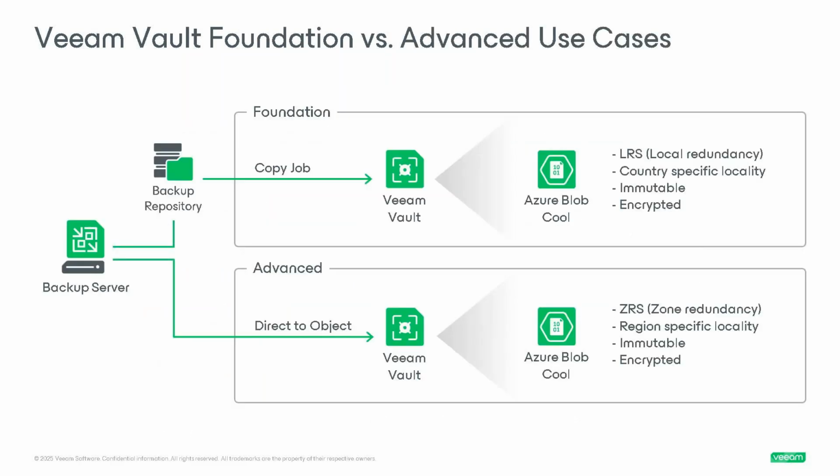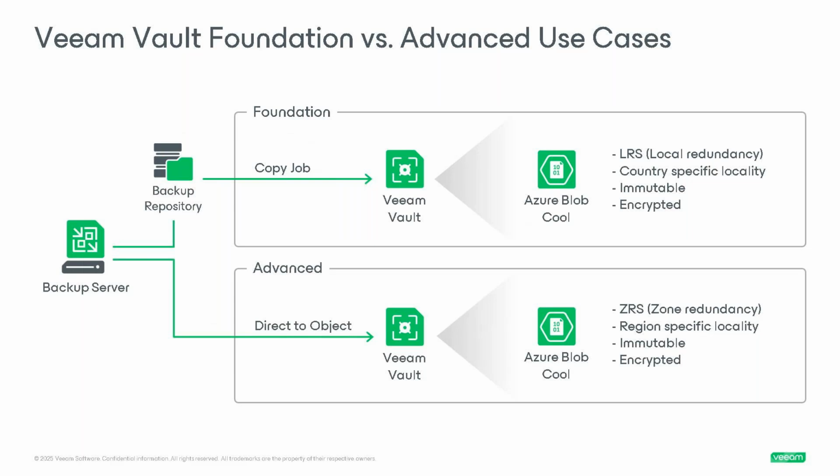So Foundation, these are just the different ways you can send the data. They're on a backup repository using Foundation. The idea is that it's a copy job, so it wouldn't be the first thing you'd restore from, but you might need to restore from it in some scenario, especially in a, knock on wood, ransomware event. So you do the copy job from the repository to Veeam Vault. LRS, you can choose the country, always immutable, always encrypted.